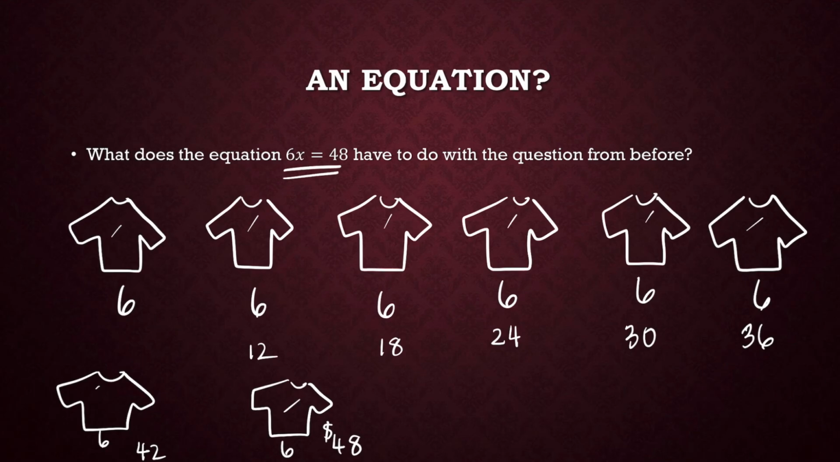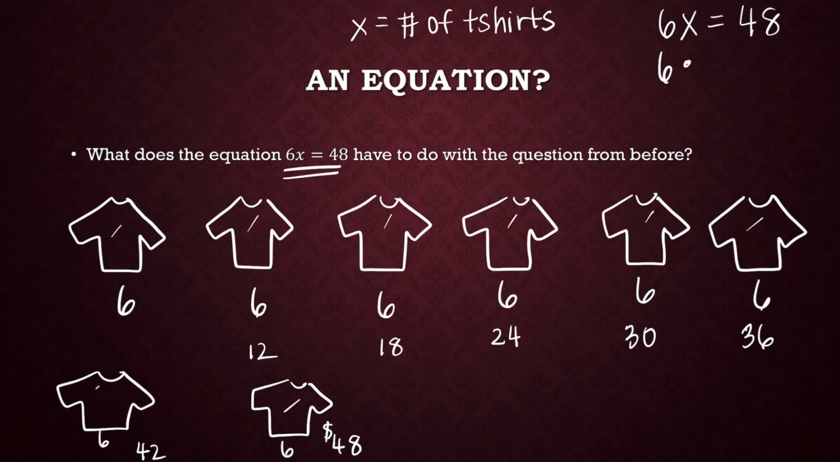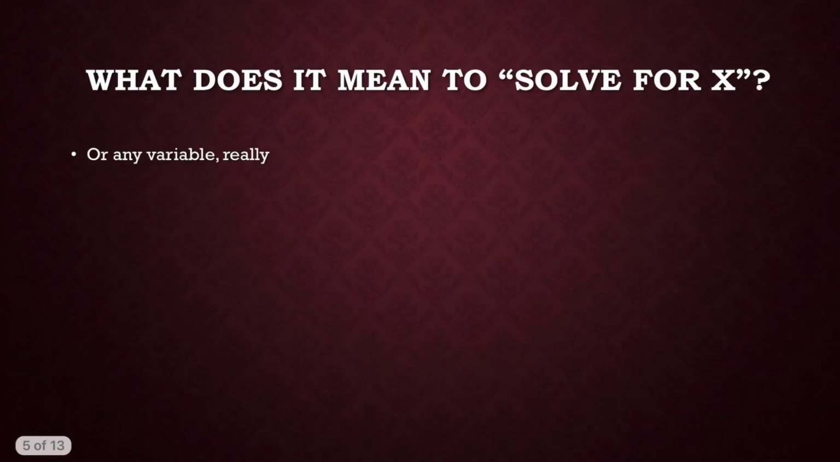But if we look at this equation, 6x equals 48, I'm going to do that up here. If we say that the x represents the number of t-shirts, we would say that 6 times the number of t-shirts is equal to 48, because that's the amount that we're looking to spend. And that's a lot easier to handle than drawing 8 t-shirts in order to find my answer. So we're going to be dealing with equations like this today, where instead of drawing every single time we need an x, we're going to find a shortcut using inverses of operations.